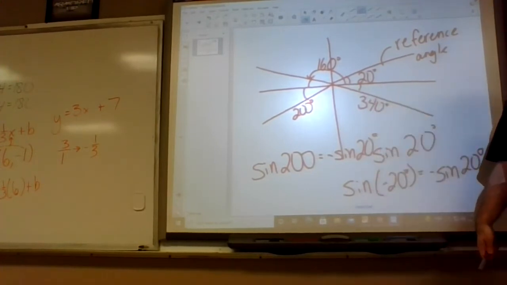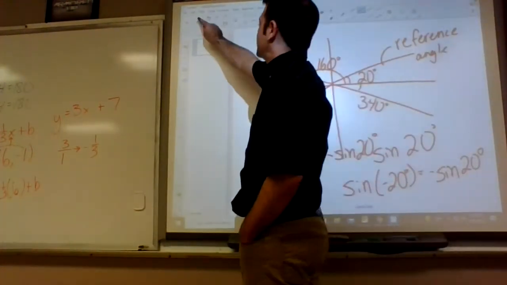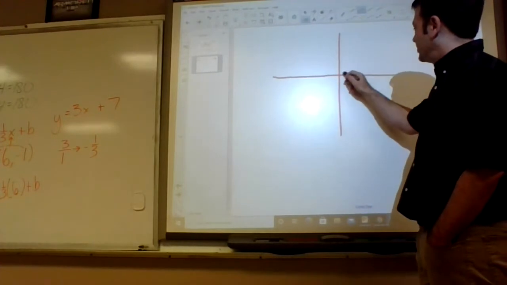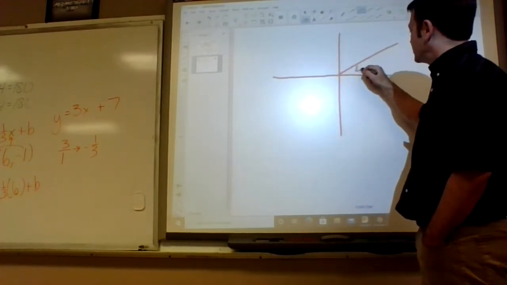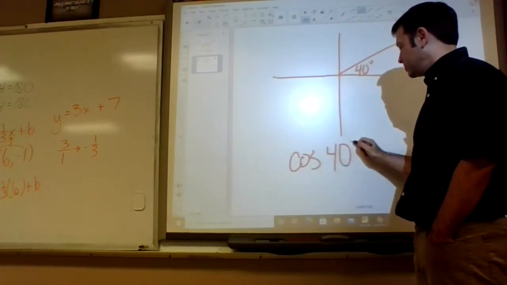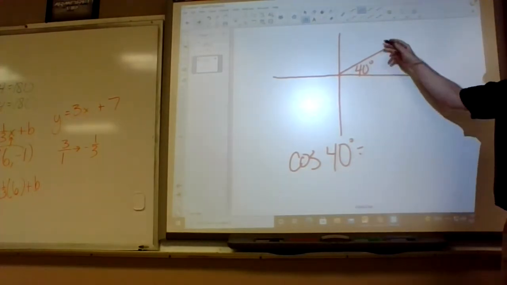Does that make sense? Can you try and explain it again? Yeah. Let's do a fresh batch with cosine. What angle do we use? Let's say 40. We'll say this is 40 degrees. Cosine of 40 degrees. Where is cosine positive? The right hand side. Yeah, over here, these two.